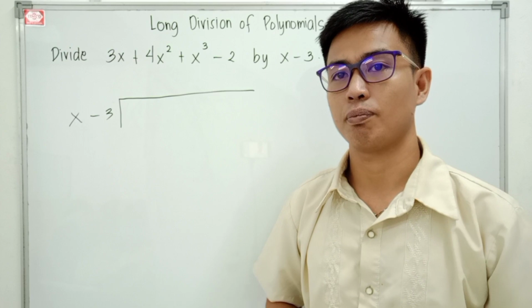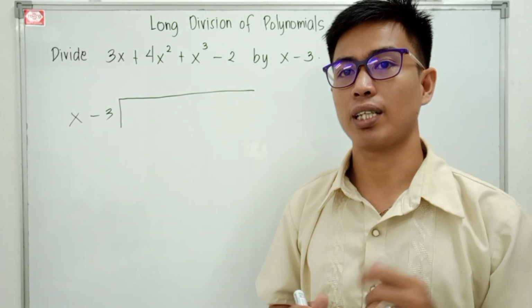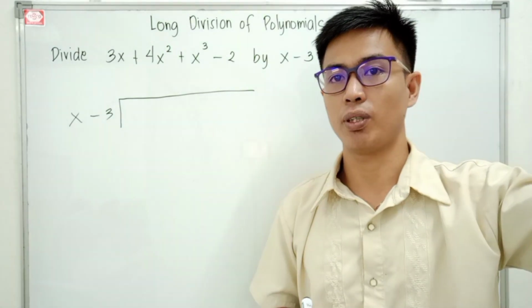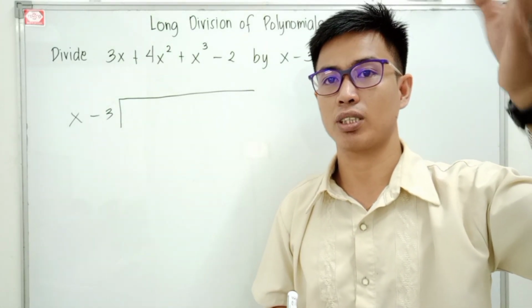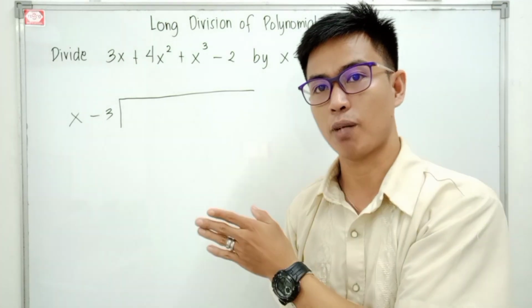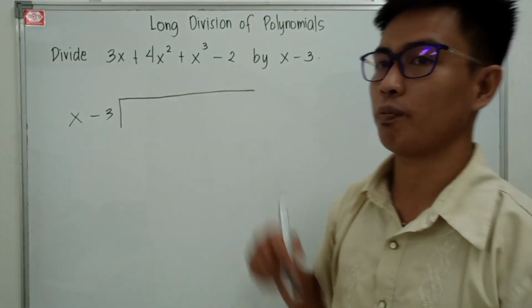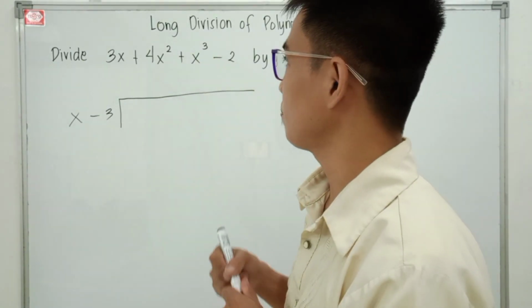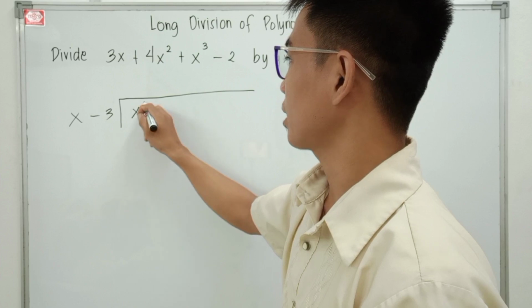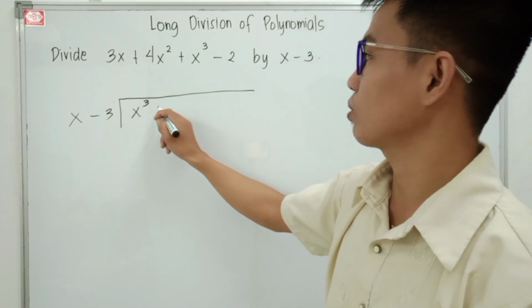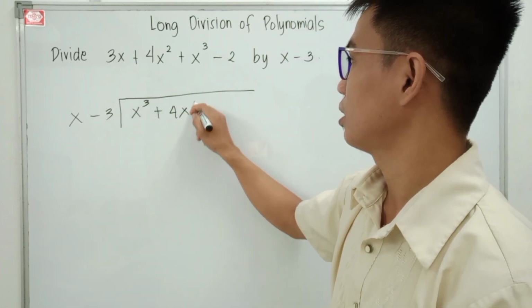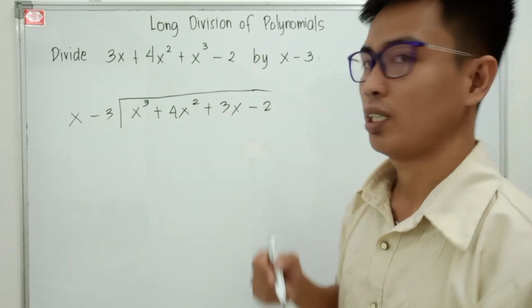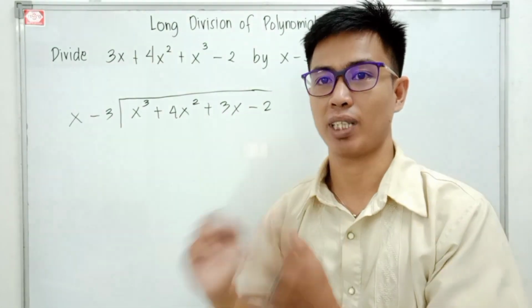So, the first step is to arrange the dividend in decreasing order. Ibig sabihin, yung exponent yung titignan nyo, then kailangan mag-start siya sa pinakamataas, pababa yung exponent. In this given, ang pinakamataas na exponent or the degree of the polynomial is 3. Therefore, the first term should be x raised to 3, and then susundan siya ng 4x squared plus 3x minus 2. Then, pag naka-arrange na siya, saka tayo mag-divide.